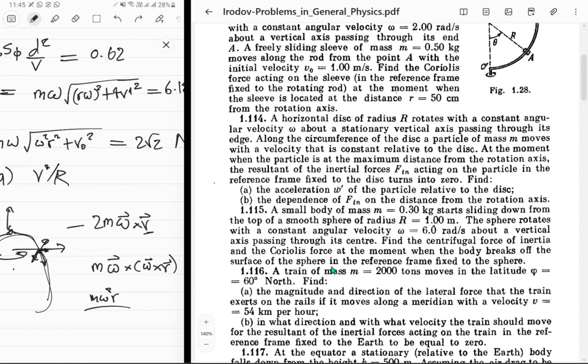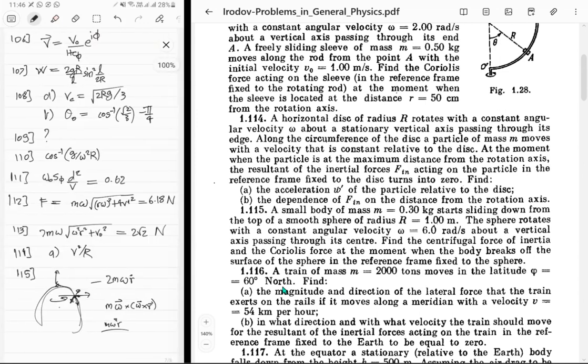What do you want to find? Find the centrifugal force of inertia and the Coriolis force at the moment when the body breaks off. We just want the magnitudes anyway, so don't worry about that. Because these are perpendicular, it's just going to be omega and then dr upon dt, so r dot. That's the only component of the velocity we actually use. Because it's just going down, you can figure out the equations of motion for that in the space frame, and from that you can figure out what r dot should be. You want it at the moment when the body breaks off, so you have to do it the proper way.